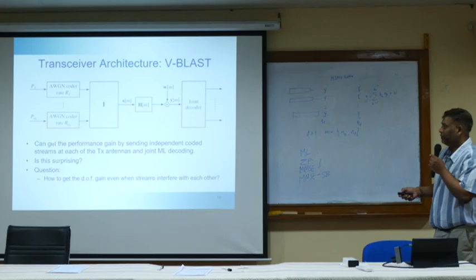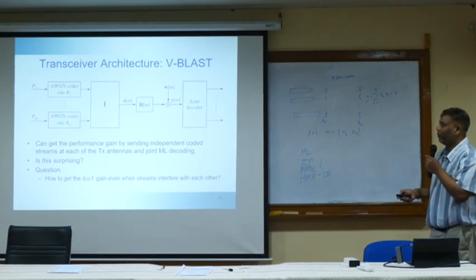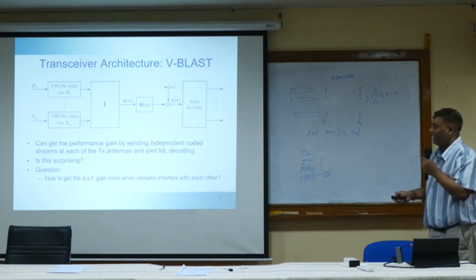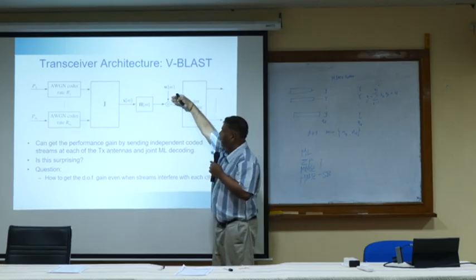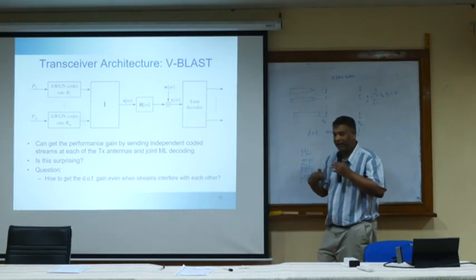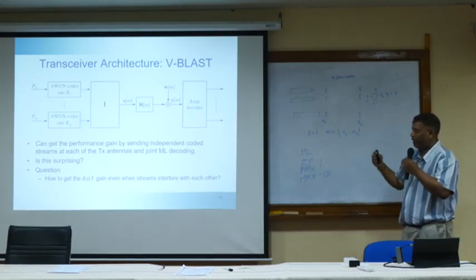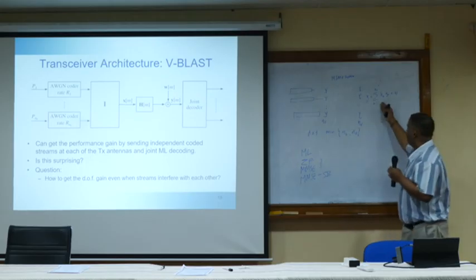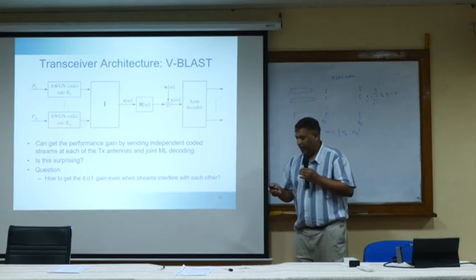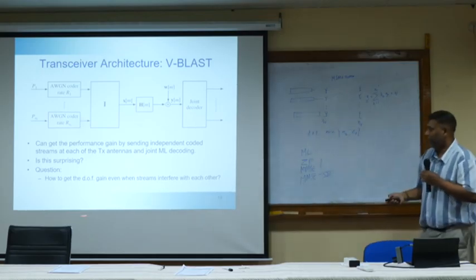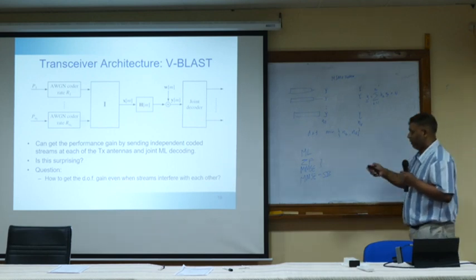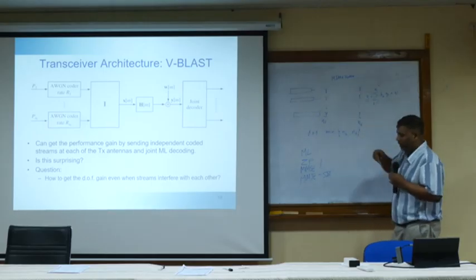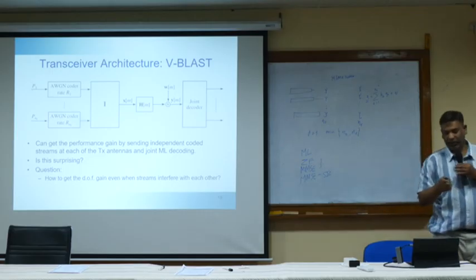So the slide is saying, we can get the performance gain by sending independent coded streams at each of the transmit antennas and jointly ML decoding. Yes, we are able to get the capacity. So why is it surprising? Because the signals received add together and interfere with each other. So coming up with a receiver that decodes this interfered signal is a demanding task. So the question is how to get the degree of freedom gain even when the streams interfere with each other. Because all these streams will interfere at the receiver, are we able to get the capacity? So that's the surprising result.